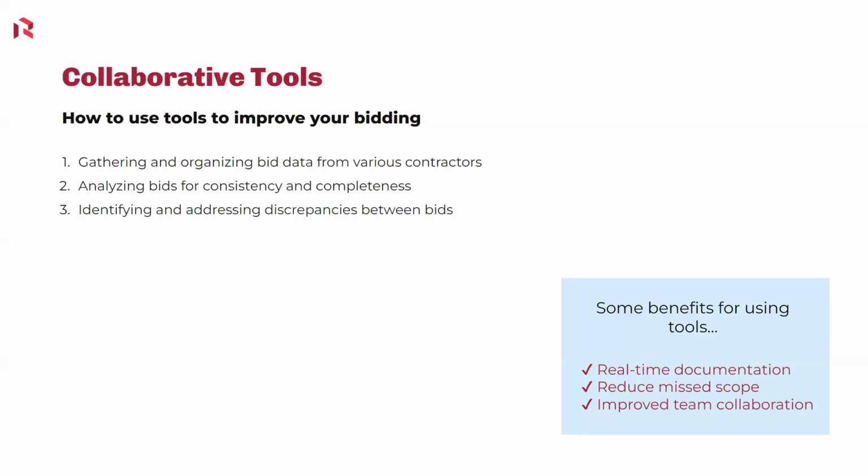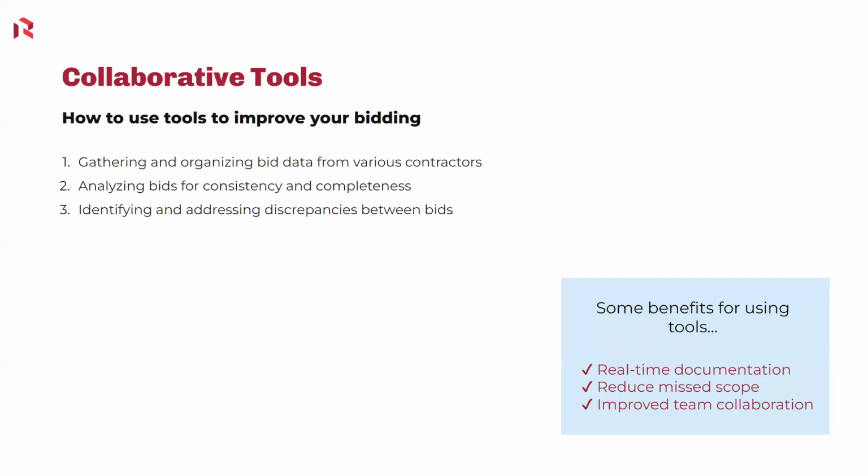So we're going to be talking a little bit about that today. How can we gather and get all that data from all our different bidders? Once we've gotten that, then we want to analyze those bids. We want to make sure, are they consistent? Are they complete? Did everyone include everything they needed? We're going to be able to do that as well.